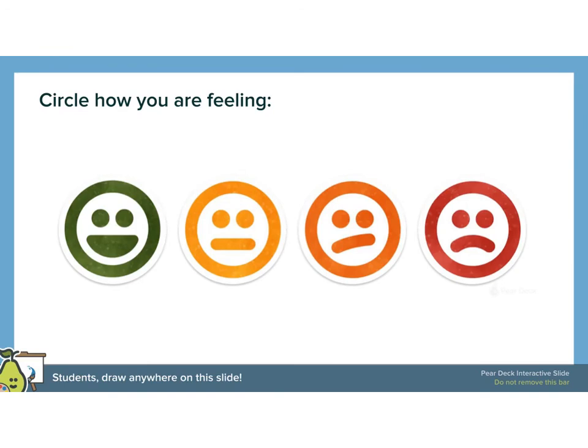All right, take a minute to reflect. How are you feeling about spherical geometry? Are you able to find arc length and the area of a triangle on a sphere?